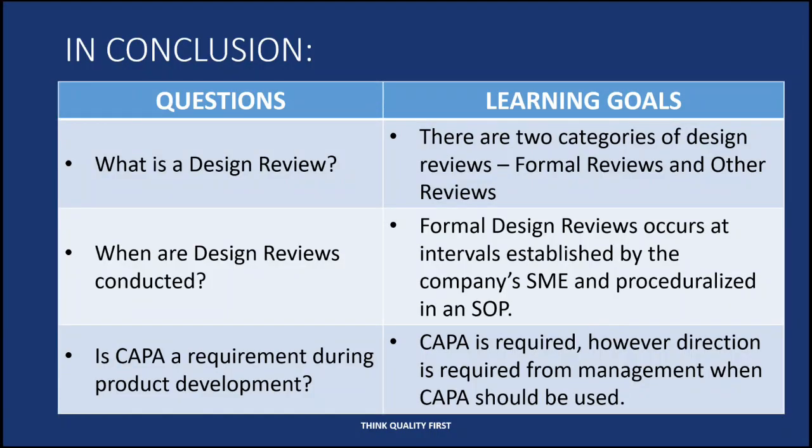In conclusion, let's review what we have discussed. The first item is, what is a design review? And the takeaway here is there are two categories of design reviews: the formal reviews and the other reviews. Item 2, when are design reviews conducted? And the takeaway from this is formal design reviews occur at intervals established by the company's SME and proceduralized in an SOP. And our final item is, is CAPA a requirement during product development?